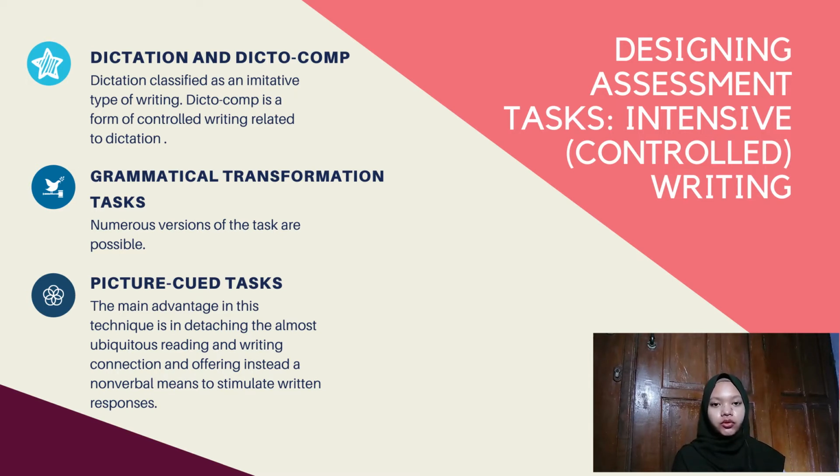A form of controlled writing related to dictation is a dictocomp. Here, a paragraph is read at normal speed, usually 2 or 3 times. Then the teacher asks students to rewrite the paragraph from the best of their recollection. Second, grammatical transformation task. Numerous versions of the task are possible.